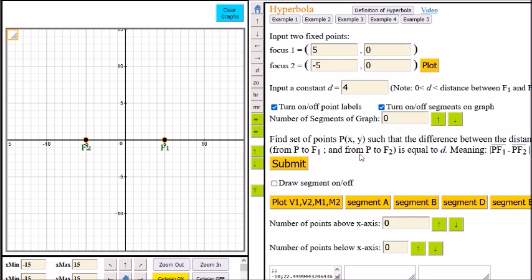And then next, what I want to do is find all points such that the difference between the distances from the point to F1 and the point to F2 must equal 4. So let's look at these 4 points. Now let's take a look at this point A right here.